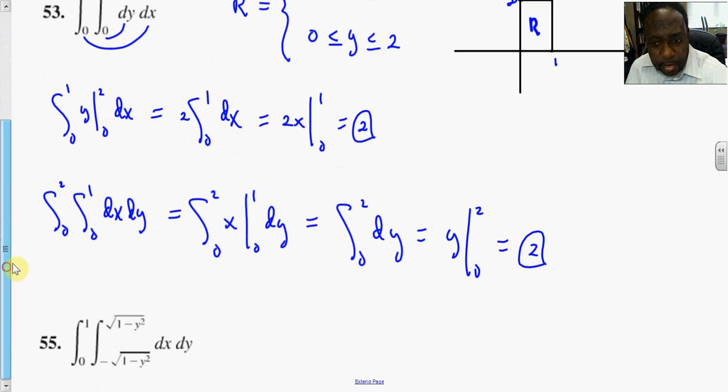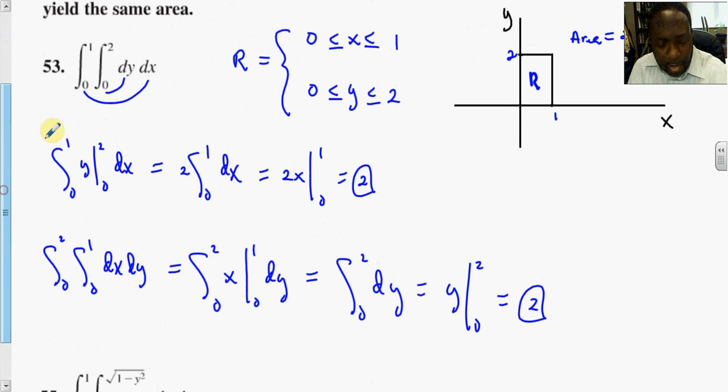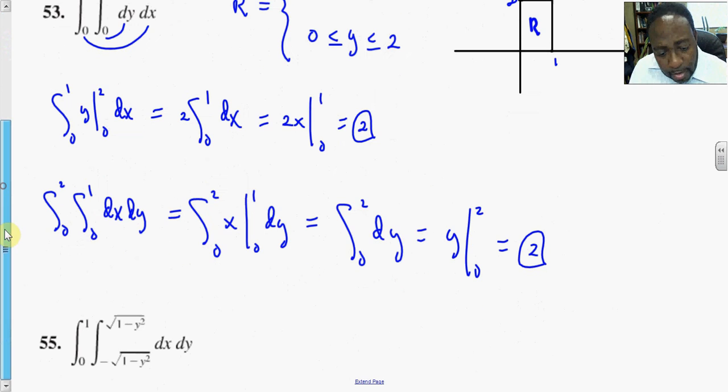Now, this is the way you switch the order of integration from 53 seems to be very easy. Don't assume that it's going to be like that always. Typically, it's not. Let's see.